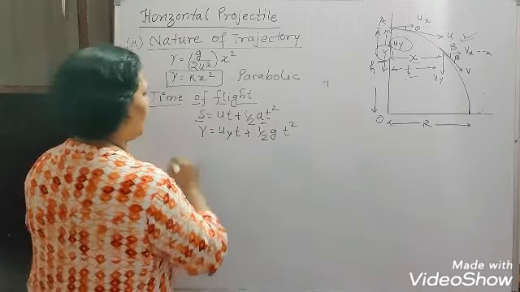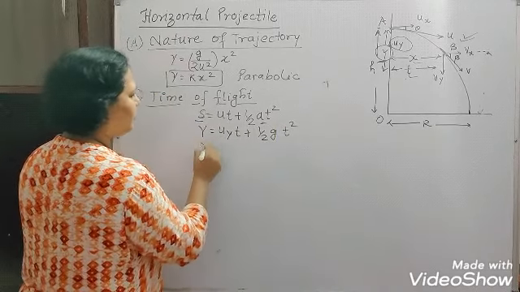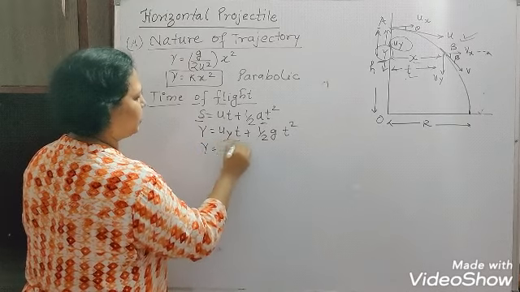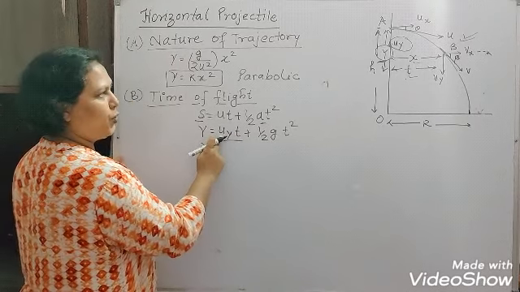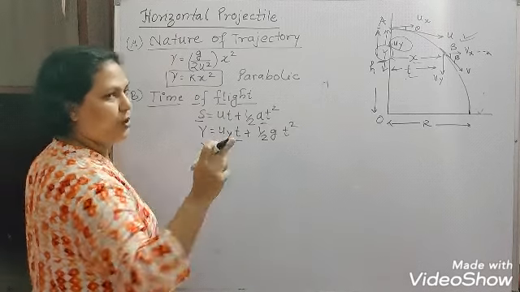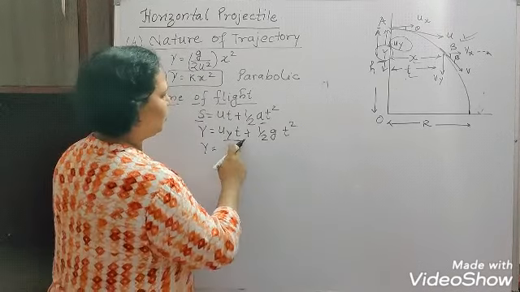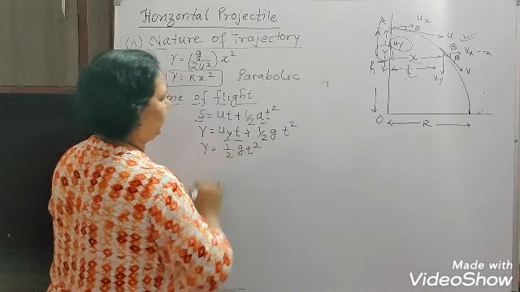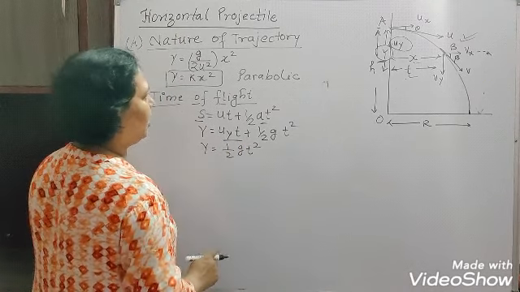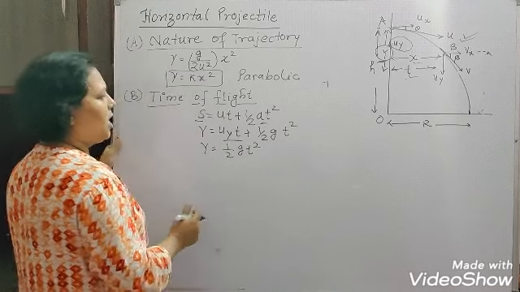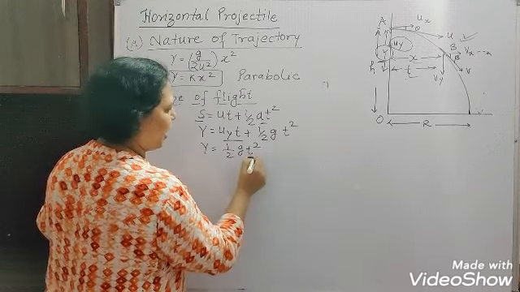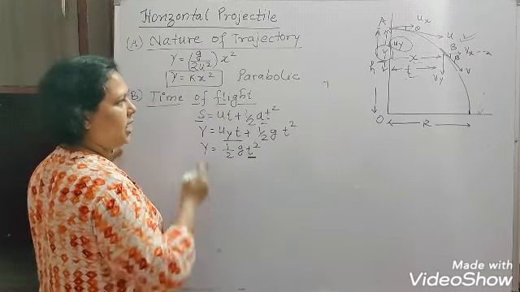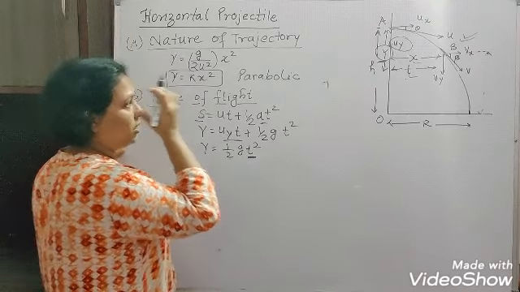Okay. Now we will see y is equal to, this will be 0 because uy is 0, the vertical component of initial velocity is 0. So this is 0 here, it is half g t square. Now from this formula we have to calculate time of flight, and the time of flight is what?